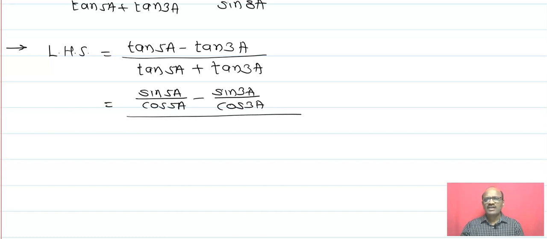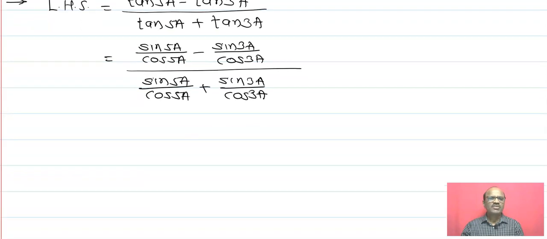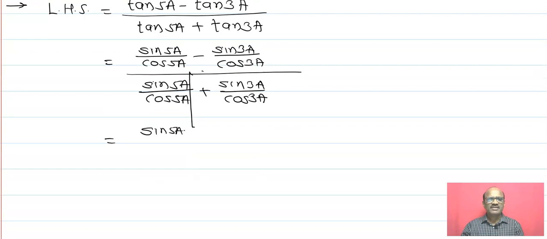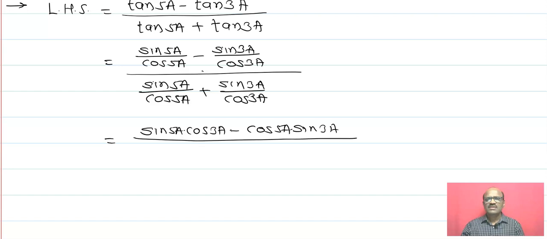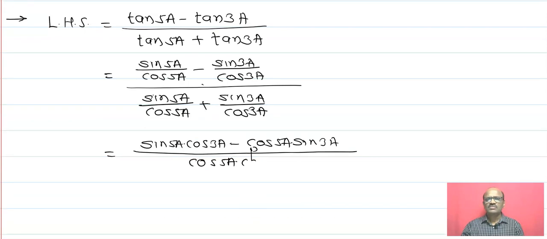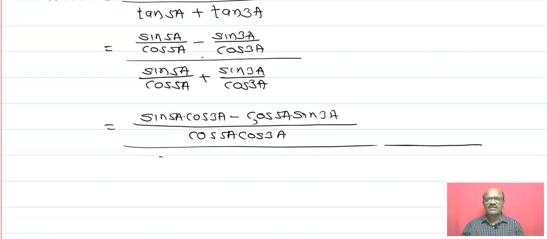By using this formula, we are writing sin of 5a upon cos of 5a minus sin of 3a upon cos of 3a, the whole divided by sin of 5a upon cos of 5a plus sin of 3a upon cos of 3a. Now make the cross multiplication to the numerator and to the denominator. Then you are getting sin of 5a into cos of 3a minus cos of 5a into sin of 3a, upon cos of 5a into cos of 3a, the whole divided by sin of 5a into cos of 3a plus sin of 3a into cos of 5a, upon cos of 5a into cos of 3a.